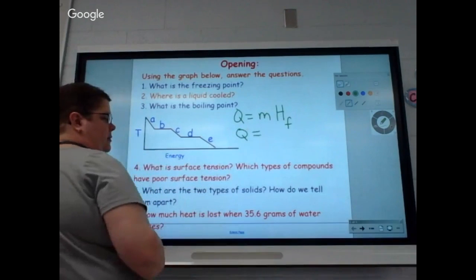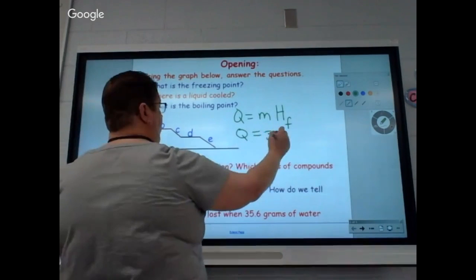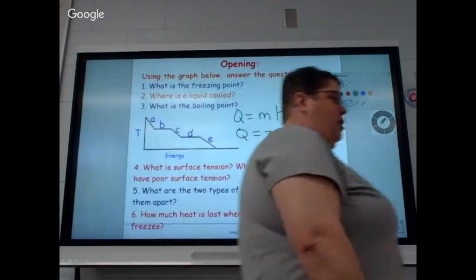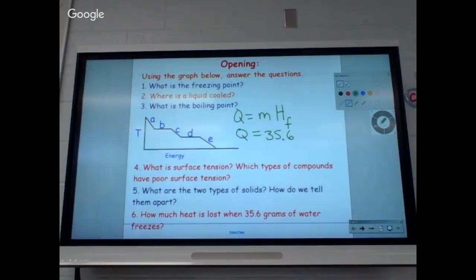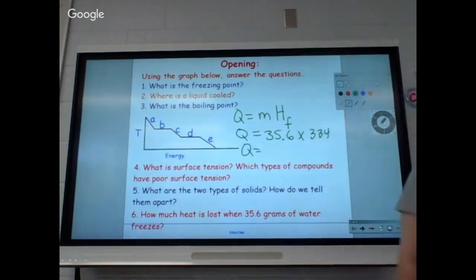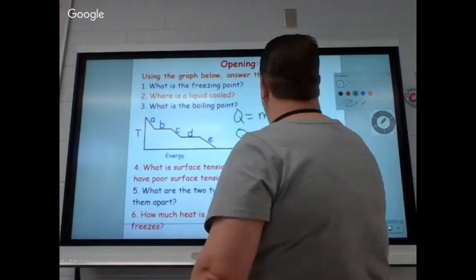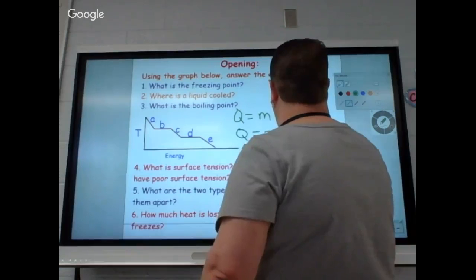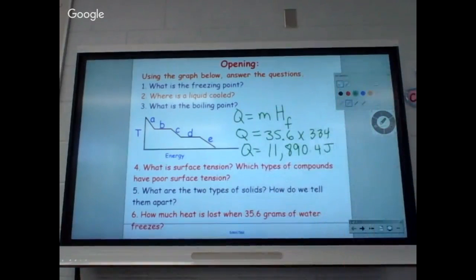All right, so my Q is what I want because it says how much heat. What's my mass? 35.6. Okay, and where do I find Hf at? Blue chart. So the blue chart, I don't have it in my hand. I think it's 334. Yeah. Okay, so when you look up Hf, Hf is 334. Q equals what when you multiply? 11,890.4. 11,890.4 what? kJ. Questions about how to do that? Nope. Everybody got it? All right, questions on the opening? Nope. All right, let's talk homework.